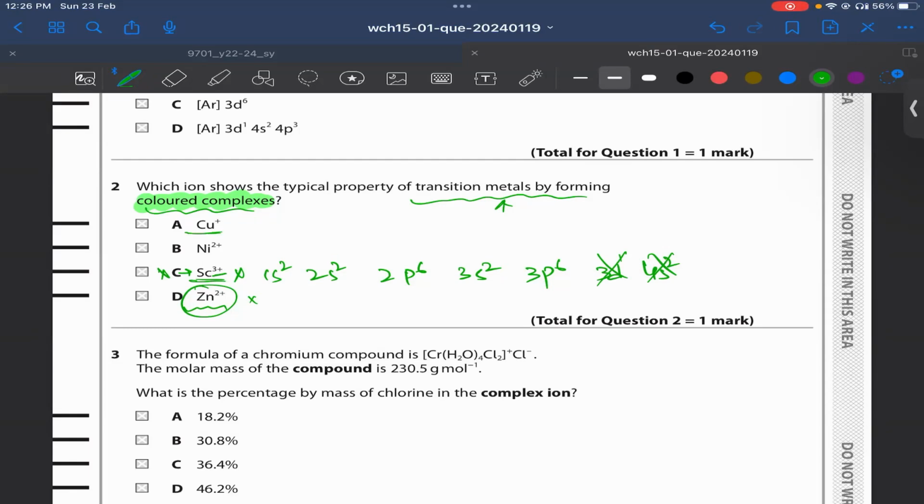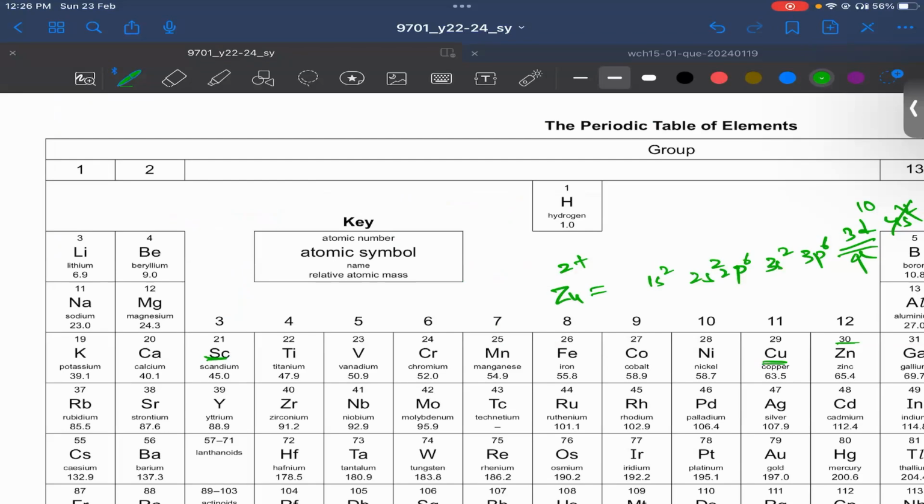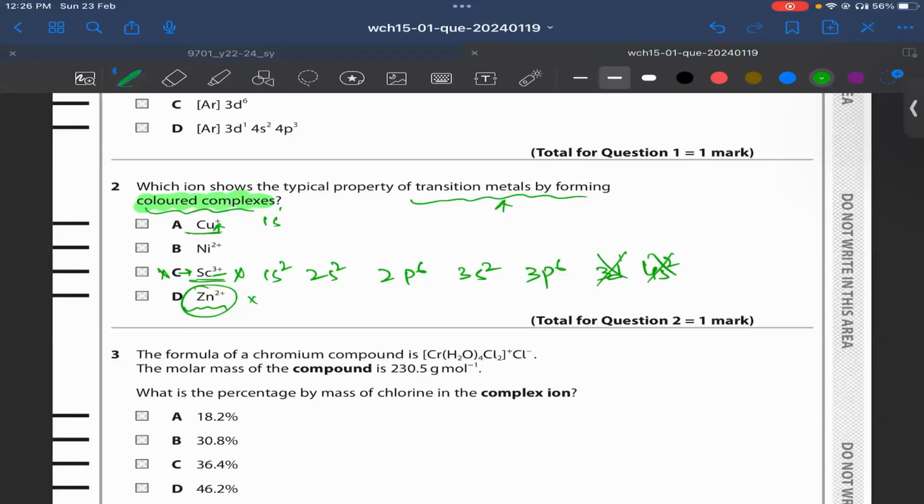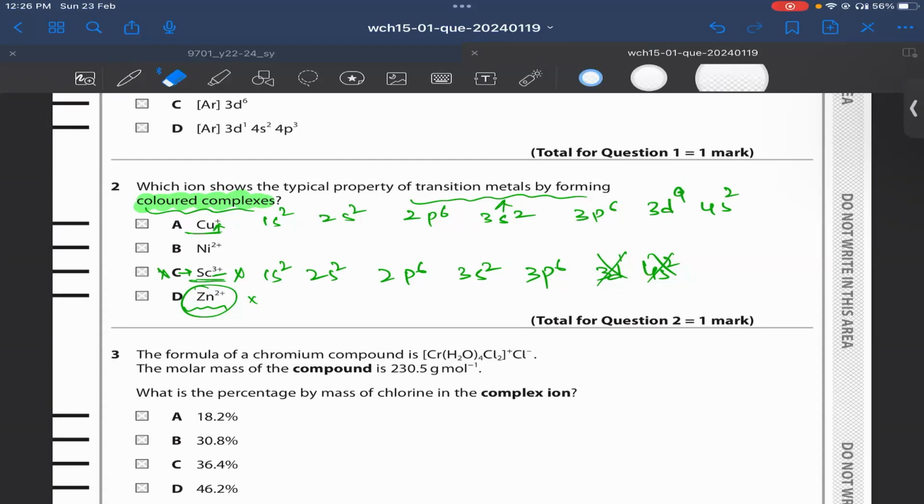Copper, although it forms colored complexes, in the +1 state, copper has an atomic number of 29. So if you write the electron configuration of copper, 1s2, 2s2, 2p6, 3s2, 3p6, then 4s2, and 3d9. But we know one of the electrons from 4s moves into 3d. Remember this thing? So copper has this exception that one of its electrons from 4s will move into 3d.